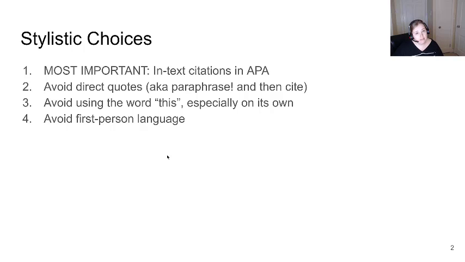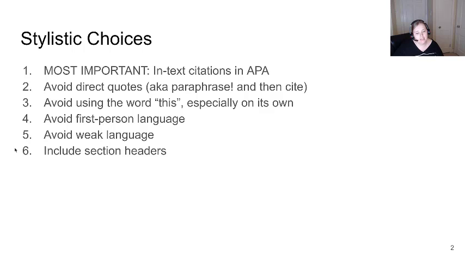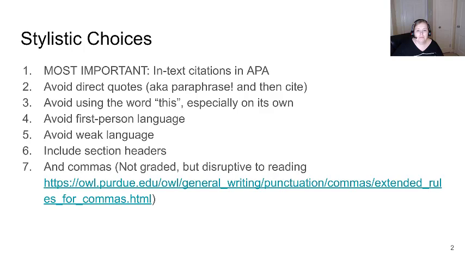You'll avoid first-person language, so talking in I is a big no-no unless you're really established. There are some exceptions, but for the sake of you guys learning to do this, avoid it. Avoid weak language, and you'll see some examples of that. And including section headers makes a big difference in this kind of writing, and you'll see an example of that too. I would never grade you on this, but if you're curious, there are some conventions about comma usage. It's not a big focus, really, but at some point it can help clarity as well.